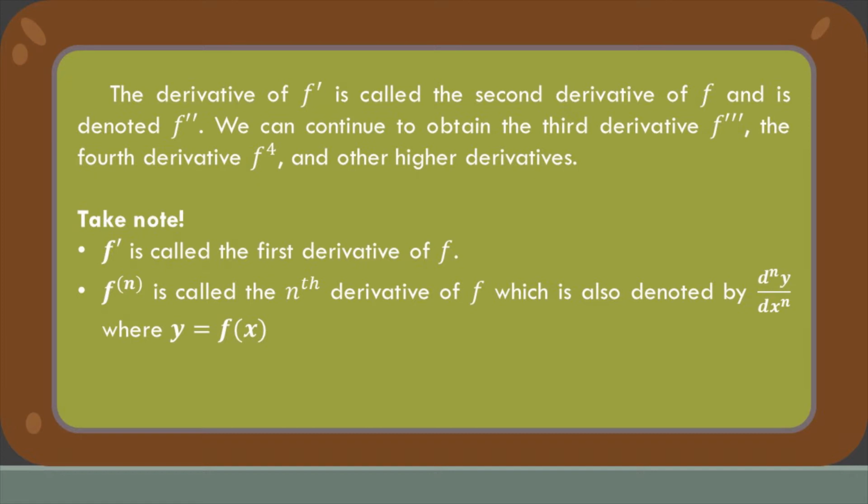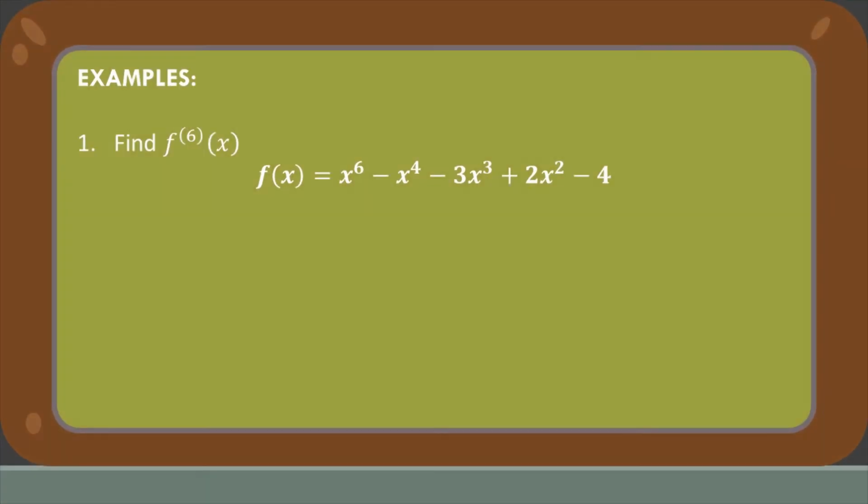And we should also take note that f prime is called the first derivative of f, and f to the n is called the nth derivative of f, which is also denoted by d raised to n y over dx to the n, where y equals f of x. So here's our example number 1.